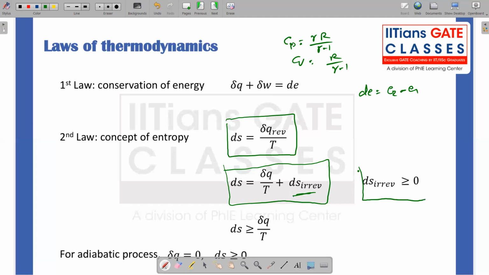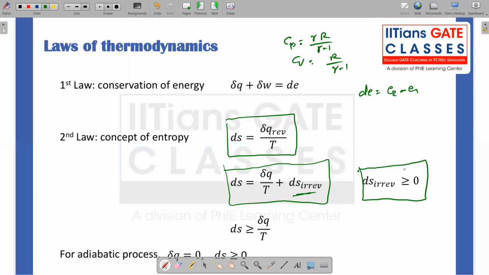The irreversibilities in the system are always going to increase the entropy. That means dS irreversibilities is greater than or equal to 0. They cannot be less than 0. So that is one more constraint we have. It is equal to 0 when there are no irreversibilities present in the system, and greater than 0 whenever we have irreversibilities within the system, right?